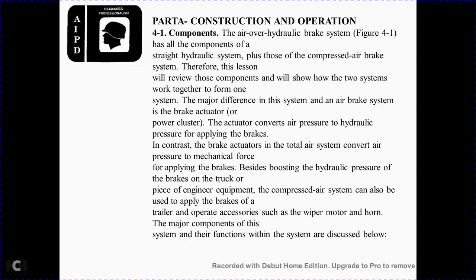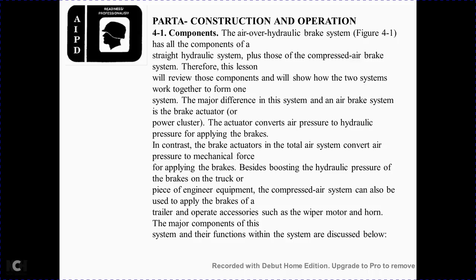Part A: the construction and operation of the components of the air over hydraulic brake system. Figure 4.1 also shows the components of the straight hydraulic system plus those of the compressed air brake system. Reviewing the components will show how the two systems work together to form the system. The major difference between this system and the air brake system is the brake actuator or power cylinder. The actuator converts air pressure into hydraulic pressure for applying the brakes. In contrast, the brake actuator in a total air system converts air pressure into mechanical force for applying the brakes, besides boosting the hydraulic pressure for the brakes on the truck.